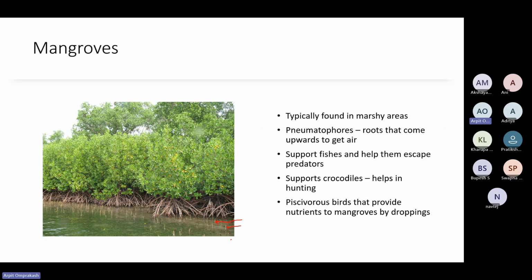And because a lot of piscivorous birds come here and sit here, when they leave droppings, that is how this area gets its nutrients such as nitrogen, ammonia, urea, and so on. Right.